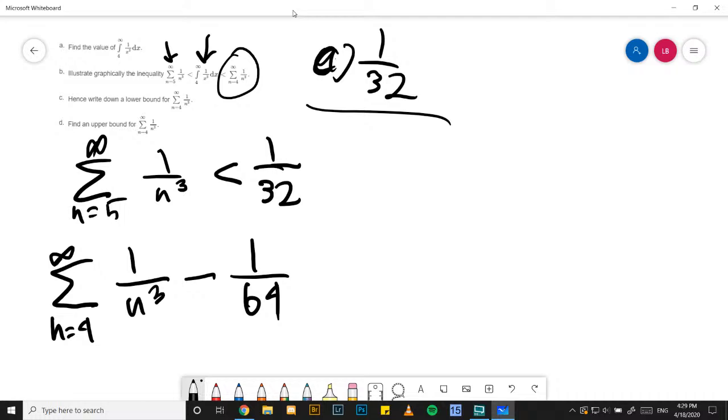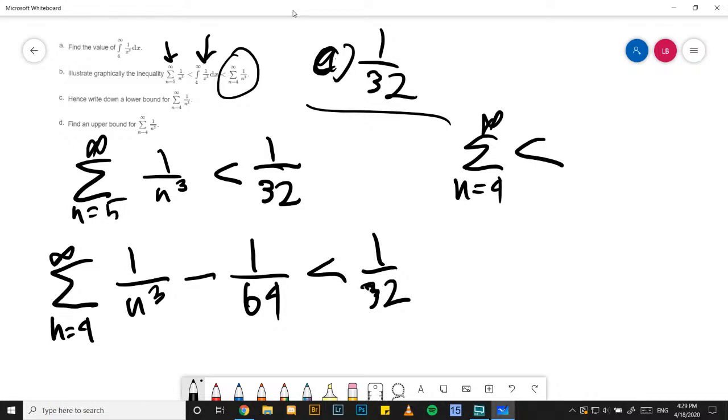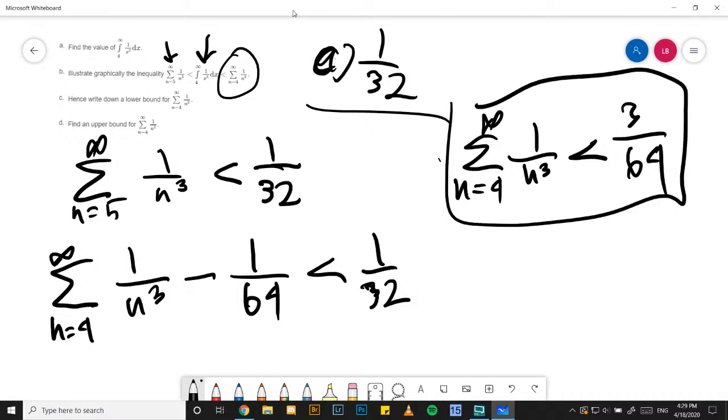So this is the same thing as whatever this is, but now what you've done is that you've basically added more to the sigma, and you've taken away 1 over 64, and that's less than 1 over 32. And hence you can move the 1 over 64 to the other side, and you'll know that the sum from n equals 4 to infinity of 1 over n cubed is less than 1 over 32 plus 1 over 64, which is 3 over 64. And that's your upper bound. And you have a lower bound, which is 1 over 32.